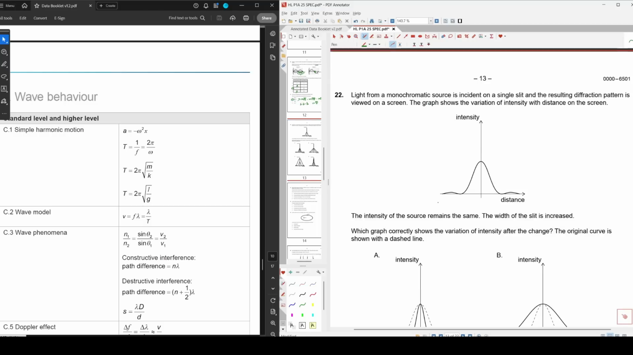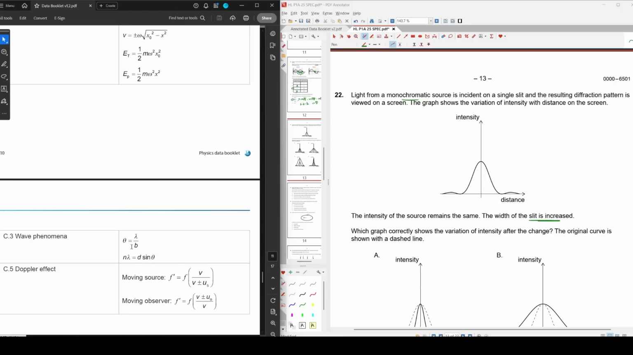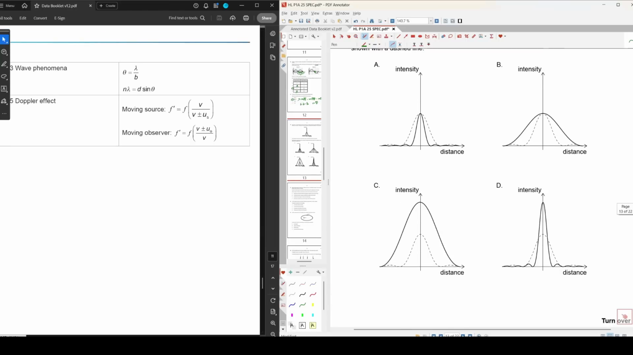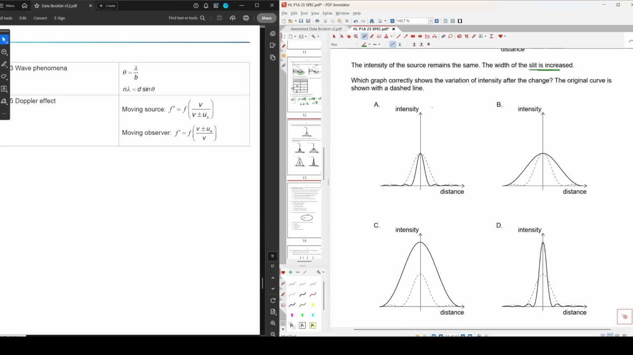Single slit. Light from a monochromatic source, so one color of light coming to a single slit. Here's a diffraction pattern. It shows intensity with distance. Intensity remains the same. The width of the slit is increased. I'm thinking about my single slit equation. There's one equation in the data booklet. You have to know this equation is for single slit diffraction. Don't try to use it for anything else, and don't use anything else for single slit. Gotta be this one. So sin theta equals wavelength over b.